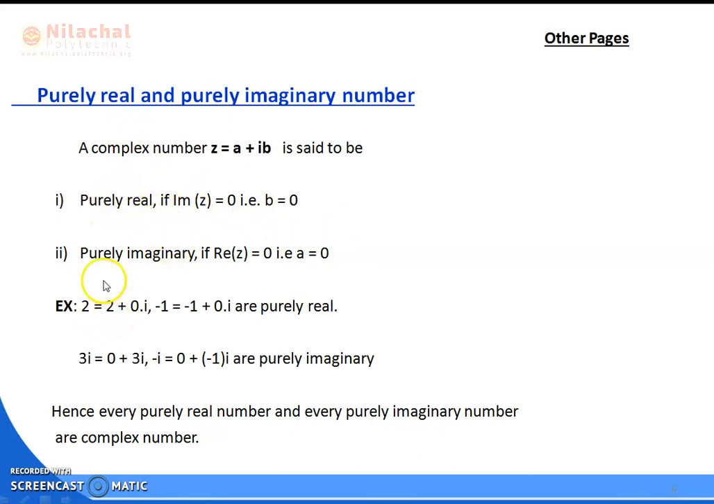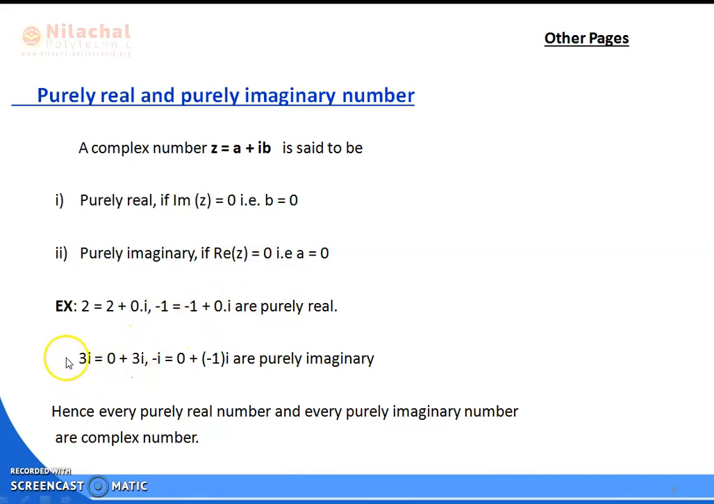Clear? Similarly, purely imaginary means the real part must be equal to 0. If Re(z) equals 0, then that number is known as purely imaginary. Clear? Example, 2 is a number. This can be expressed as 2 plus 0i. Here the imaginary part is 0, that's why 2 is known as a purely real number. Minus 1 can be written as minus 1 plus 0i. Here the imaginary part is 0, that's why minus 1 is known as purely real.